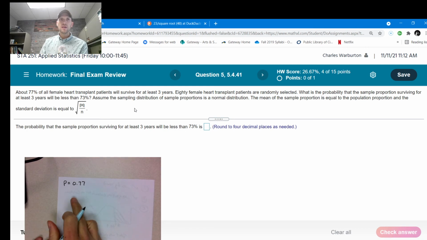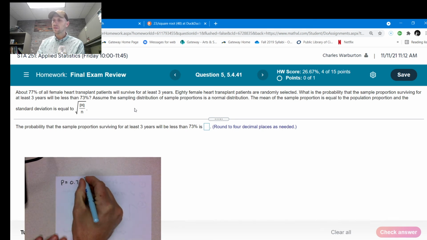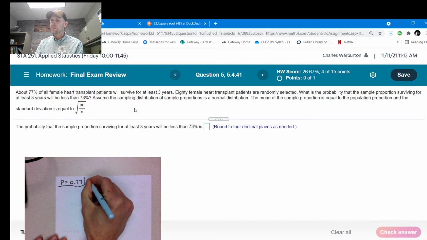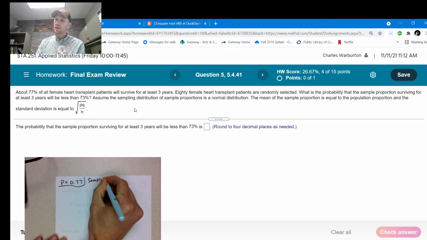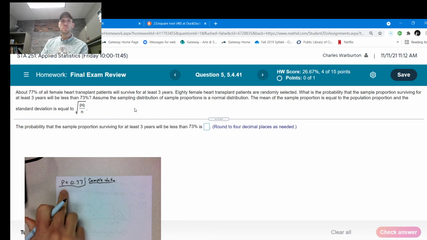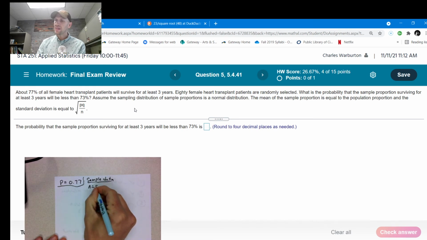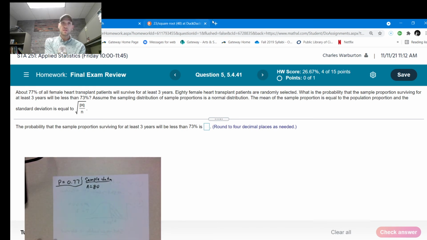And then they give me a sample. So they say, well, we're going to take a sample of size... So here's my sample data. Remember, this is a population parameter, right? This talks about the population. Here comes a sample. They say take a sample of size 80, right here. You can see it right there, 80. 80 female heart transplant patients are randomly selected. So now we're talking about sample data.